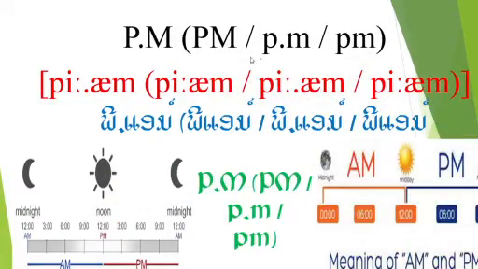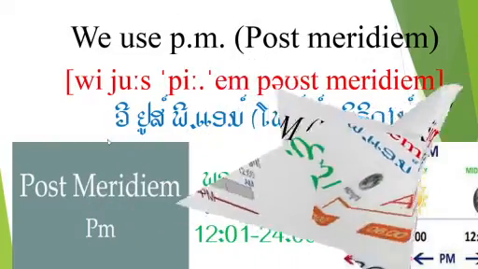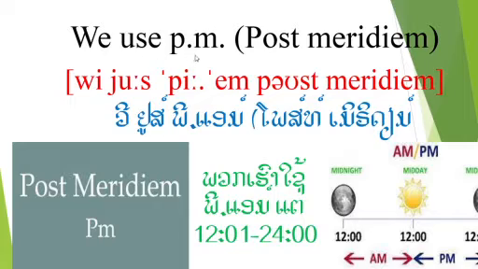p.m., pm. Lower case or upper case is the same, with or without the dots. Continue to the next sentence. We use p.m. in parentheses, post meridian. We use p.m.